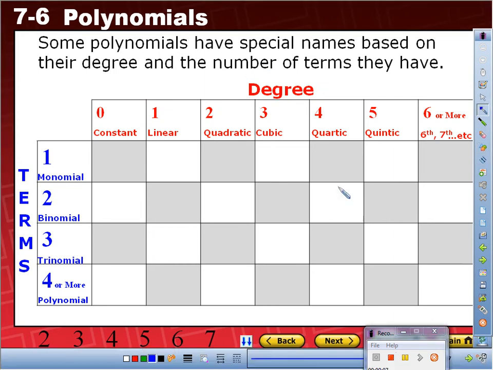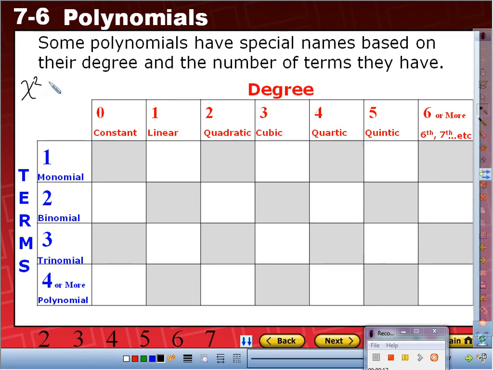Here it goes. You don't have to copy this, but after you see the degree and the number of terms, I want you to place it where it belongs. Here it goes. X squared plus 4x plus 3. Don't say it out loud. Think about it.